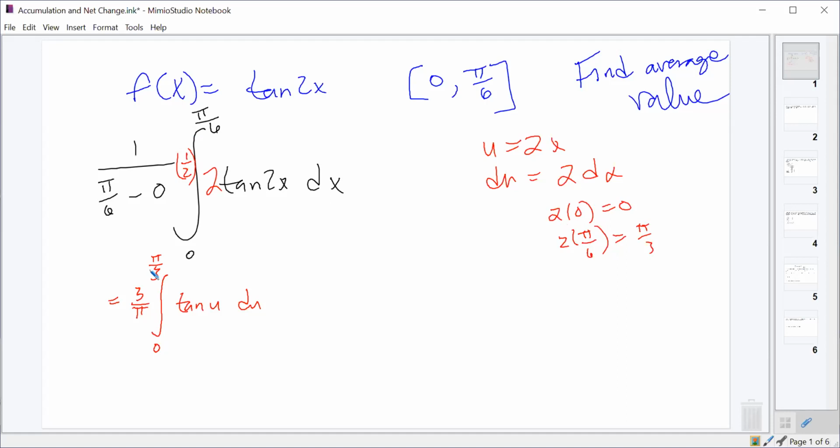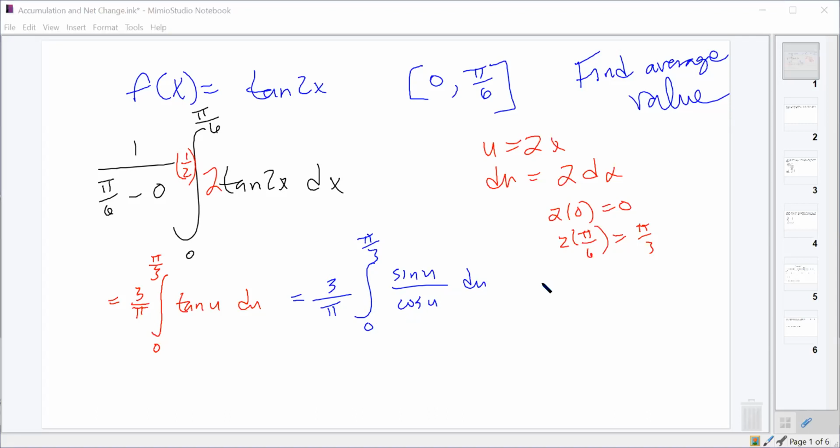And then now, because we don't have an integral rule for tangent, which we could develop one, it might be good to develop one just to know, so we don't always have to write out the u substitution. But we can rewrite this as 3 over pi times the integral from 0 to pi over 3 of sine u over cosine u du.